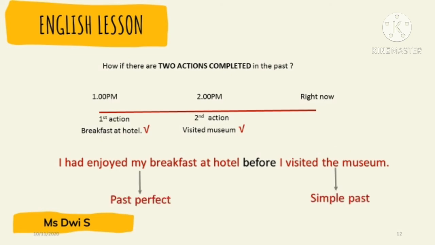Now, if we want to tell about an earlier action before we did another action in the past, we use past perfect. Past perfect. And for the second action, we use simple past.